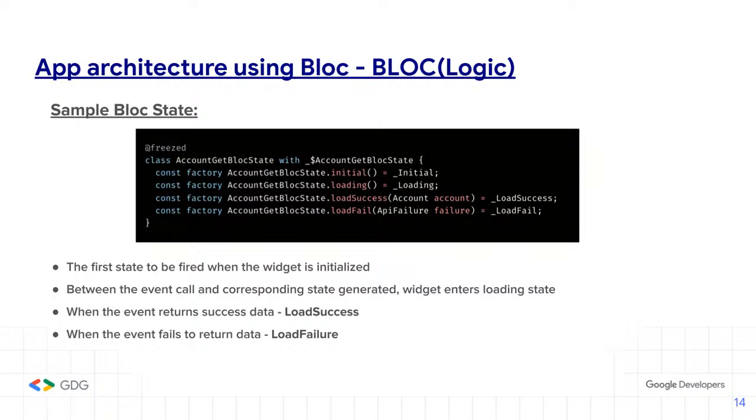And if it is successful, I will have an account object that will contain all of the data that I wanted. And if things went wrong, the widget is going to enter the load failure state, and I will be returned an API failure object. So this is how a simple bloc event will work.